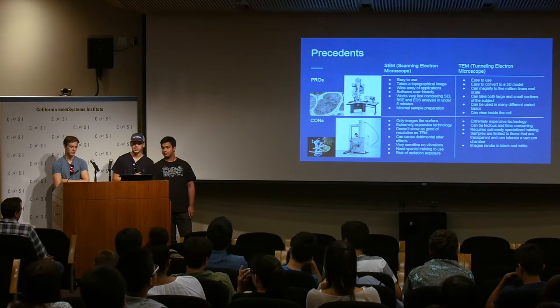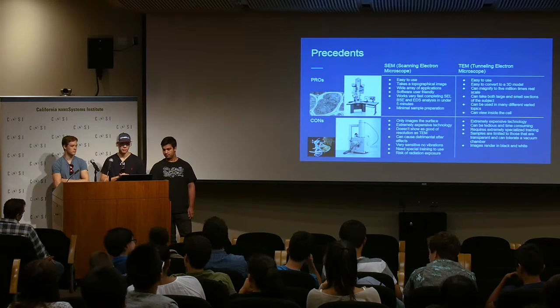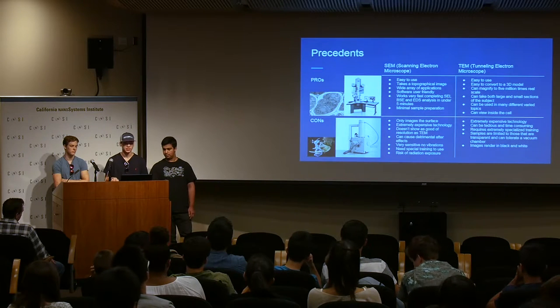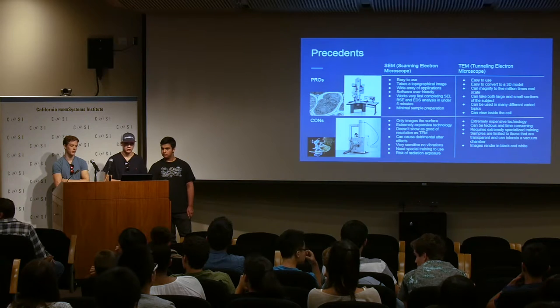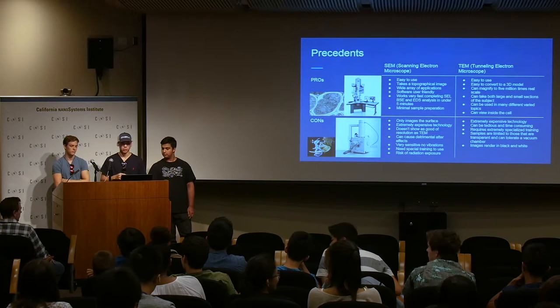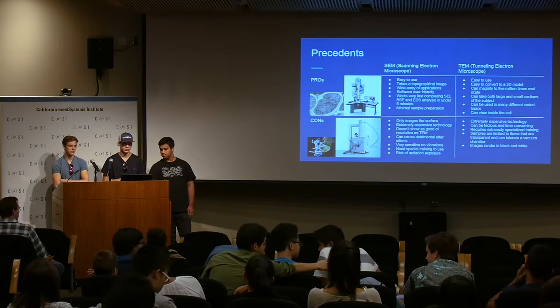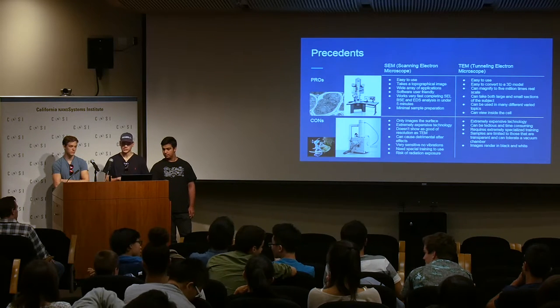And it is very easy to convert the images to a 3D model, and the magnification of the TEM is 5 million times what the naked eye can see. We can take both large and small sections of the subject, so if we want to see a group of cells or a single cell, and we can also view inside the cell.